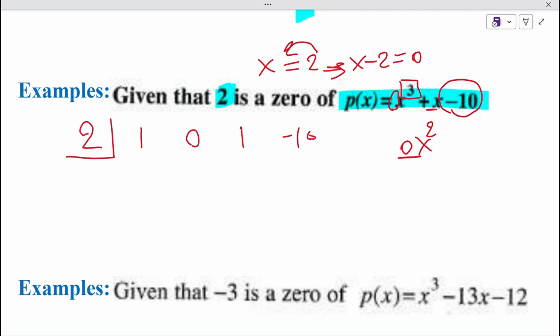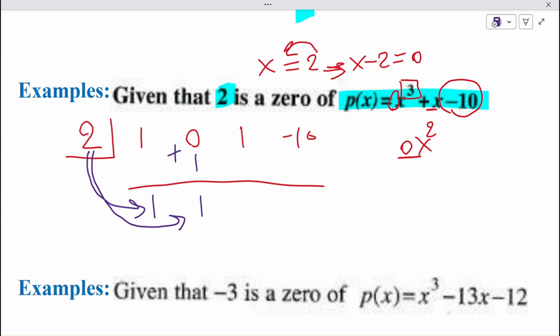Okay, let's solve it. The first time, put down the first number. Then multiply this number by this one. 2 times 1 is equal to 2. Write it here, then add it. 0 plus 2 is 2. Multiply it again. 2 times 2 is 4.